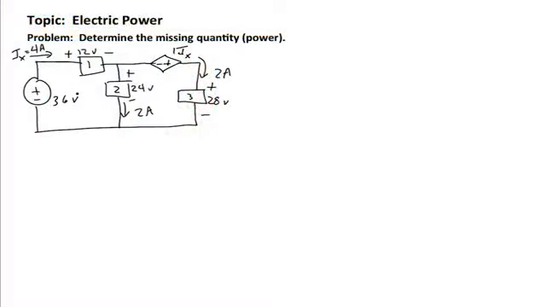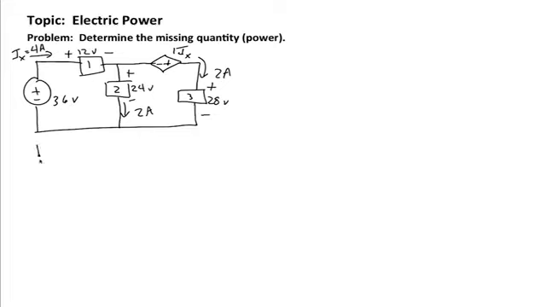The topic of this problem is electric power. In this problem, we want to determine the power for each one of these elements in the circuit. We want to determine the power itself and whether it's absorbed power or supplied power. So we'll start this problem with looking at the 36-volt source on the left-hand side of the circuit.